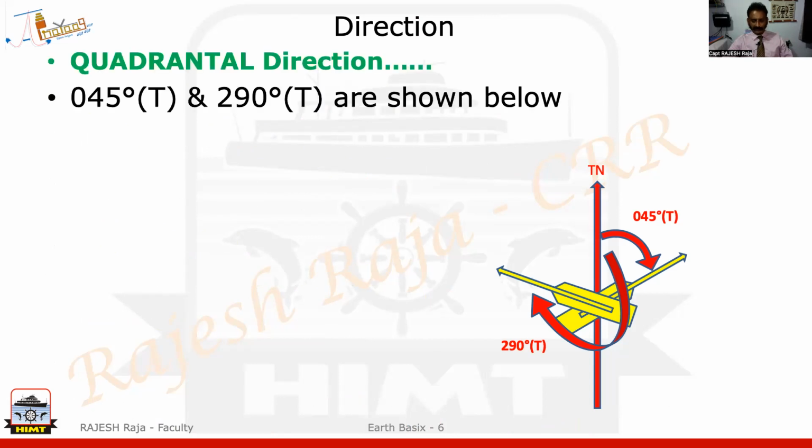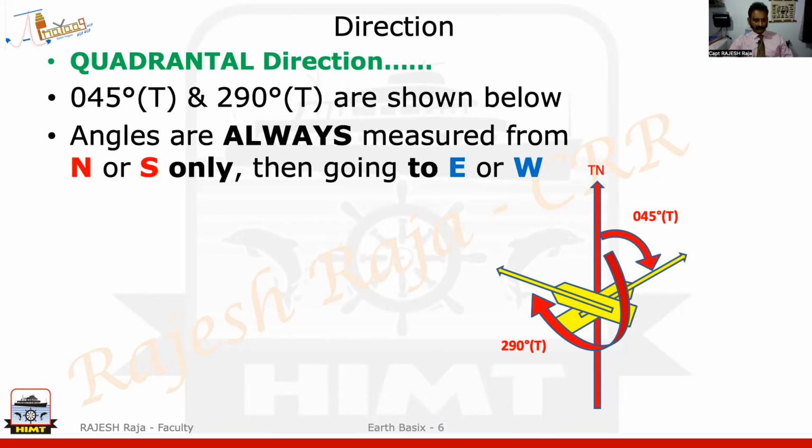I'm going to give you the same example of 045 and 290, and show you in a quadrantal direction. Here, a catch is there. Angles cannot be more than 90. So angles have to be always measured starting from either north or south only, and then you should go to east or west. So that is why priority is north and south, and secondary is east and west.